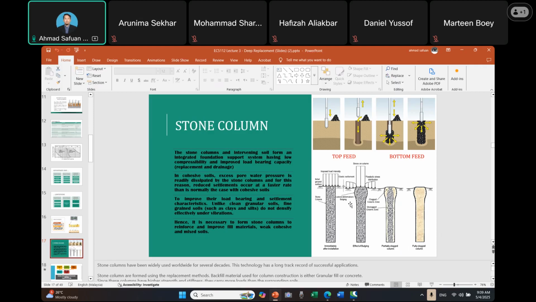Then after we impose loads on the system, there will be a bulging effect. So to overcome the issue of the bulging, that is why they use the encased geosynthetic, to prevent lateral movements.